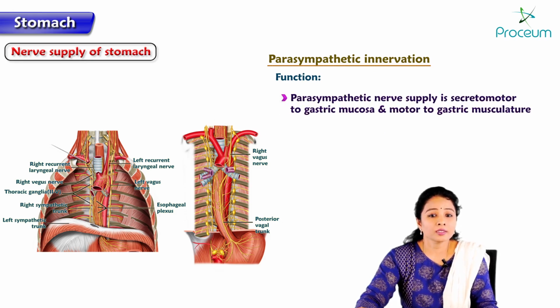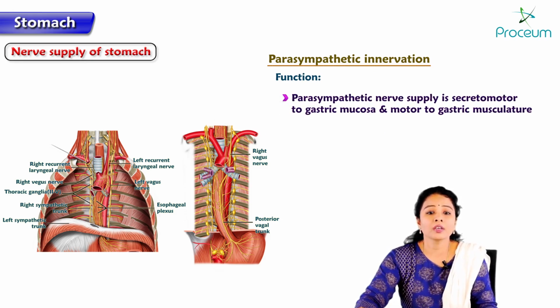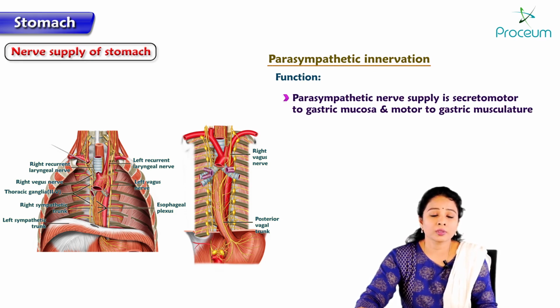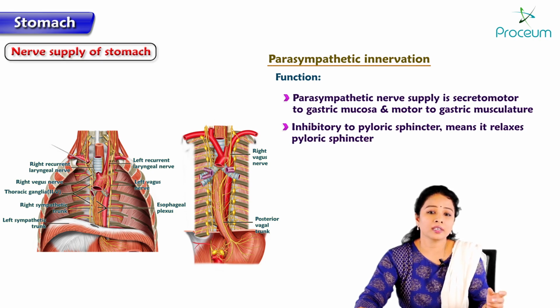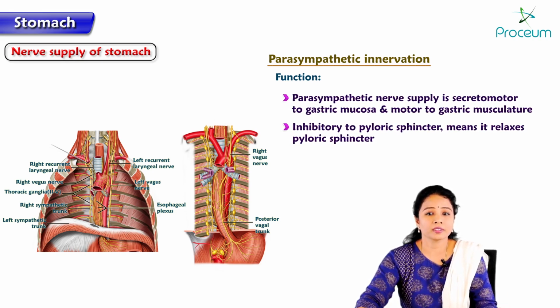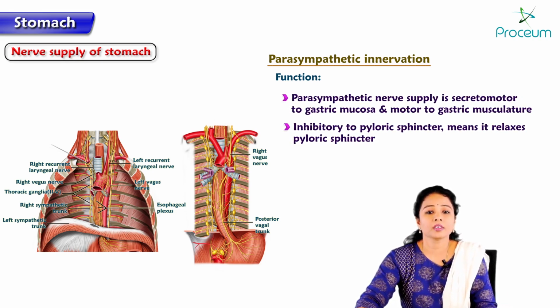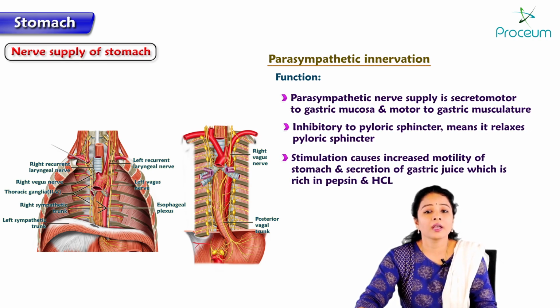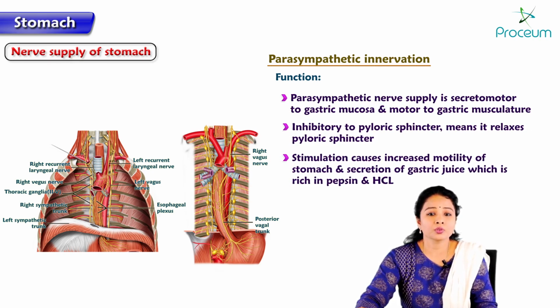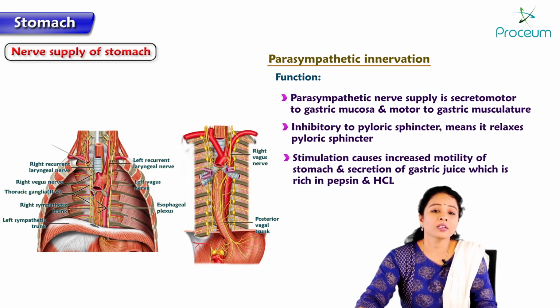Functions: the parasympathetic nerve supply is secretomotor to the gastric mucosa and motor to the gastric musculature, and inhibitory to the pyloric sphincter, which means it relaxes the pyloric sphincter. Stimulation causes increased motility of the stomach and secretion of gastric juice, which is rich in pepsin and hydrochloric acid.